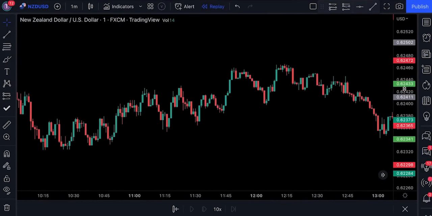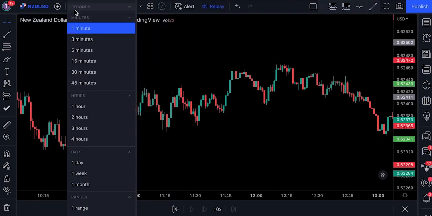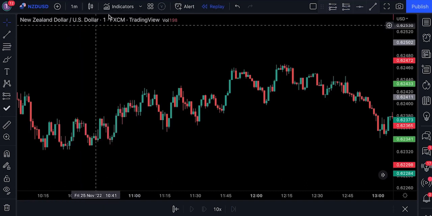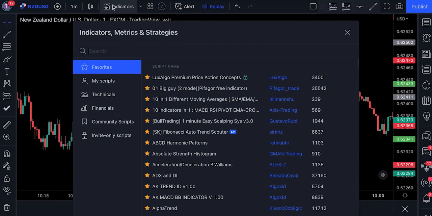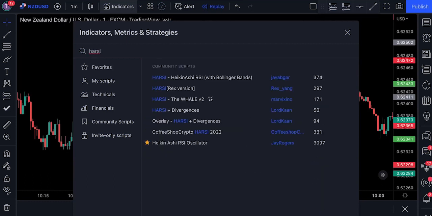Okay, we're currently looking at the price of Kiwi dollar USD on a 1-minute time frame. I highly recommend using this strategy on lower time frames such as 1 minute, 5 minutes, or 15 minutes. So in order to build the setup, you need to click on the indicators option and type in RSI. Then you want to select the Heikin Ashi RSI oscillator by J. Rogers.